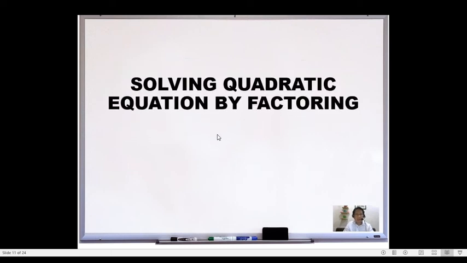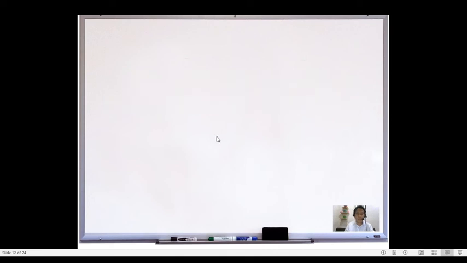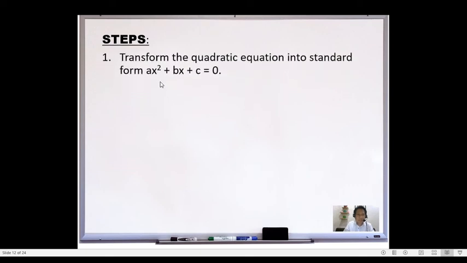The second method is solving quadratic equation by factoring. Here are the steps. The first step, we are going to transform the quadratic equation into the standard form ax squared plus bx plus c is equal to 0. So that is the first step. Our second step, we are going to factor the quadratic equation.